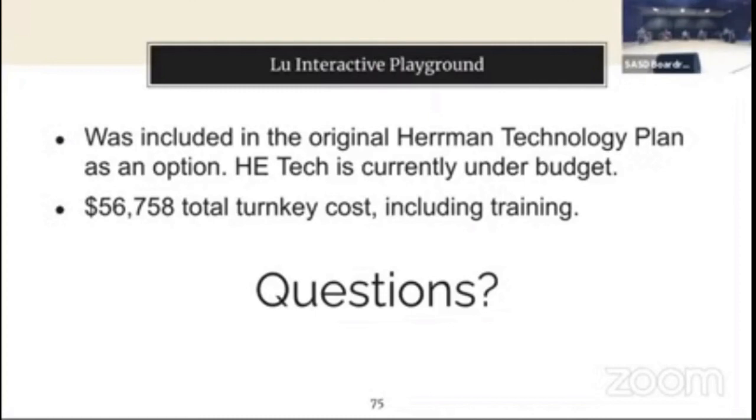Leah, with us being under budget with the Herman building, this could come out of the fund that was extra, right? Absolutely. This would come out of Fund 49, which is those remaining funds for Herman.